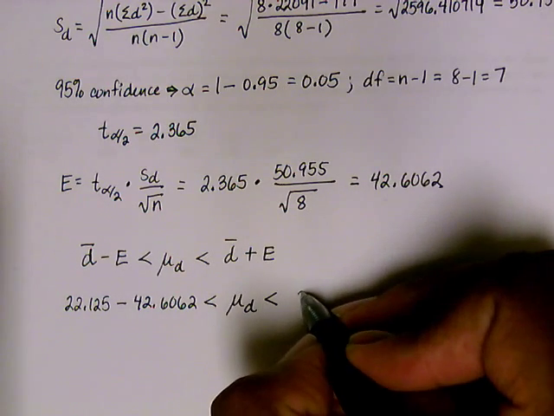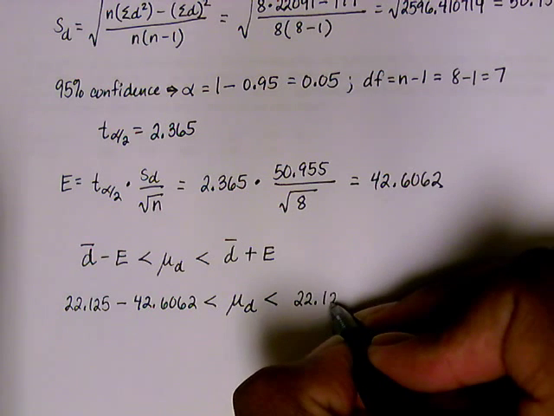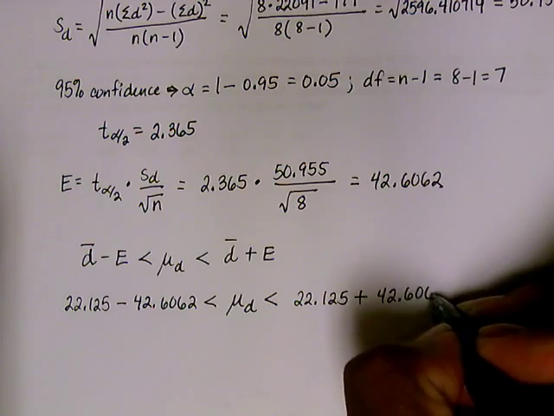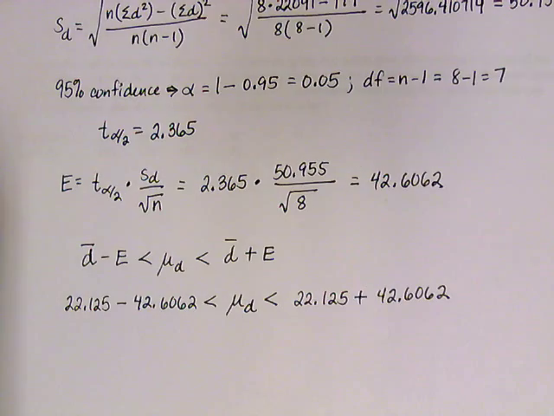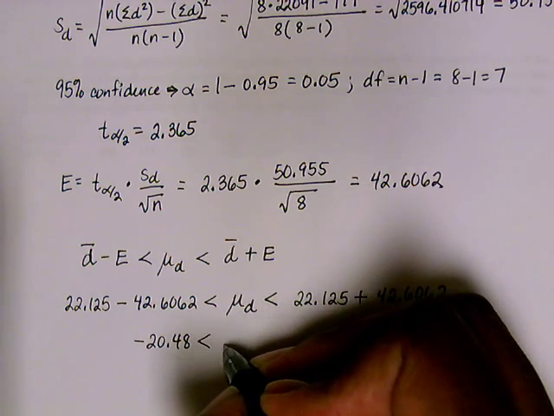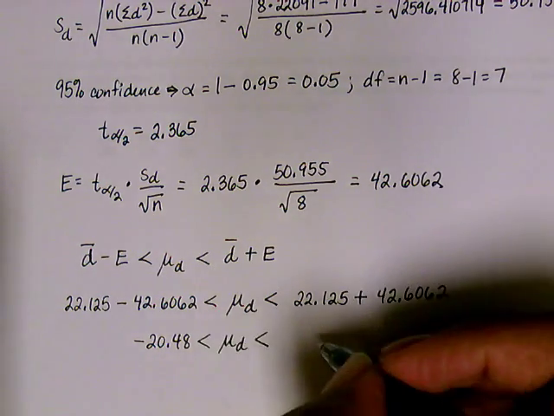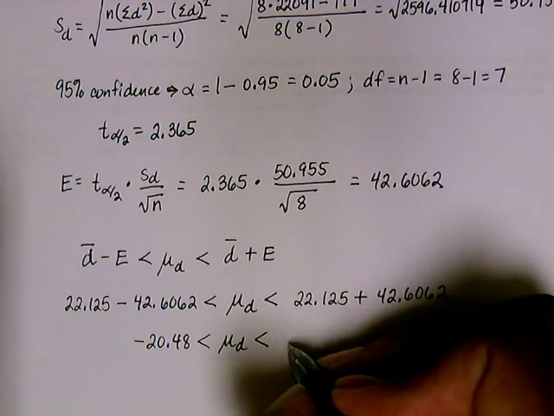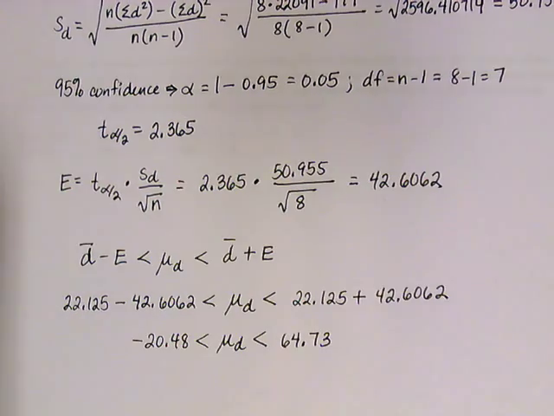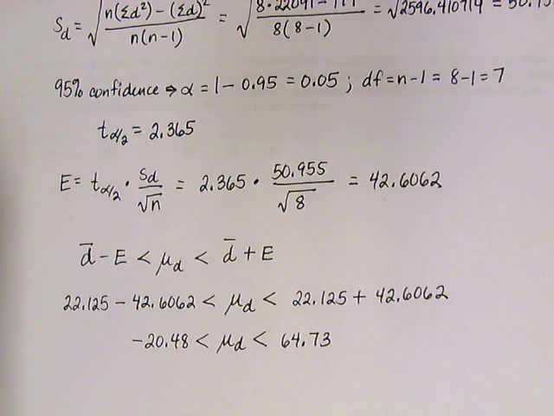I'll copy over those same numbers, but it'll be a plus sign. Okay, and if I do 22.125 minus 42.6062, I would get a negative 20.48. That's less than mu sub D and less than, add those two, be 64.73. Okay, so that's your confidence interval here.